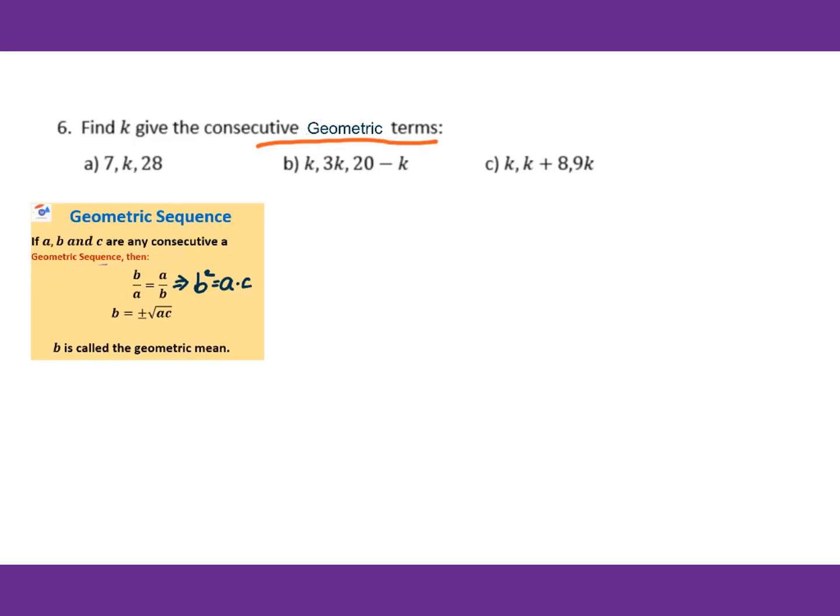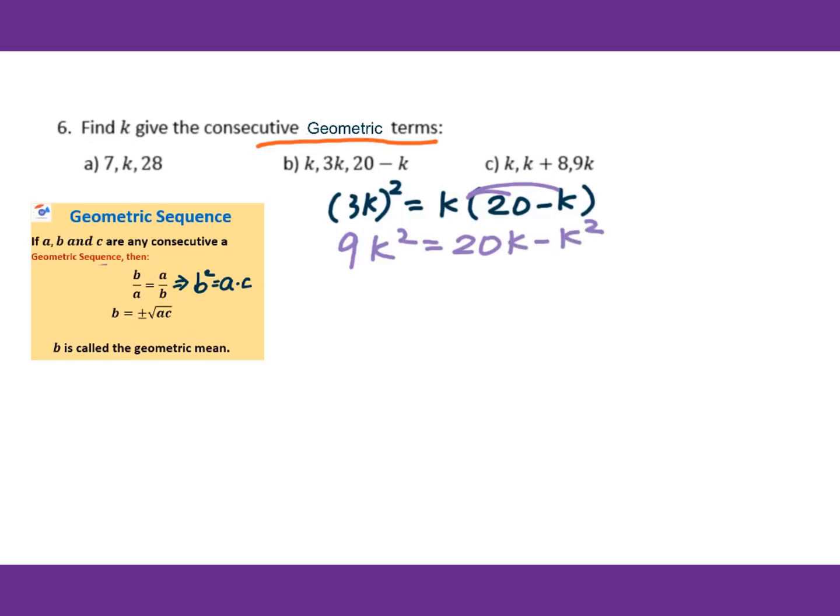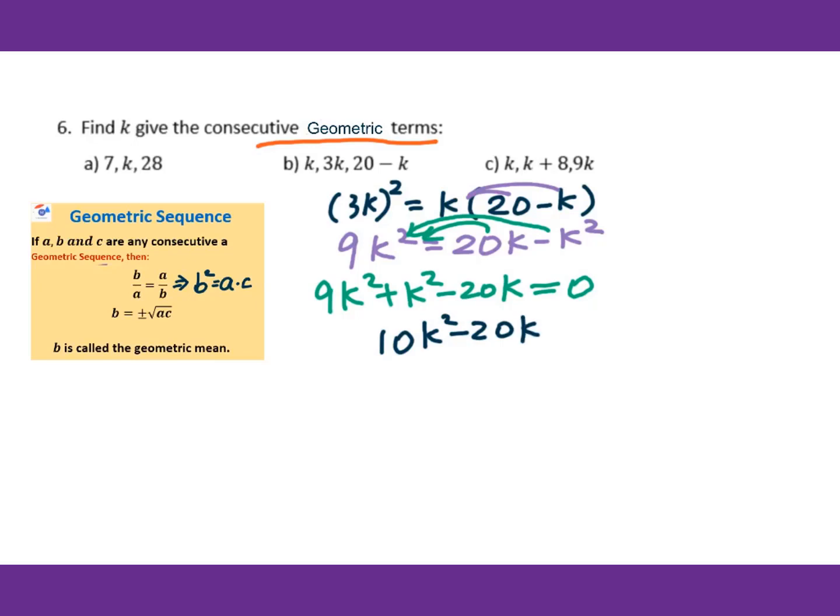Now look at part b. According to b squared equals a times c, we set up (3k) squared equals k times (20 minus k). So we get 9k squared equals, by the distributive property, 20k minus k squared. This is a quadratic equation, so we set it equal to 0. Move everything to the left side. So we get 9k squared plus k squared minus 20k equals 0, which is 10k squared minus 20k equals 0. We take the common factor 10k outside: 10k times (k minus 2) equals 0.